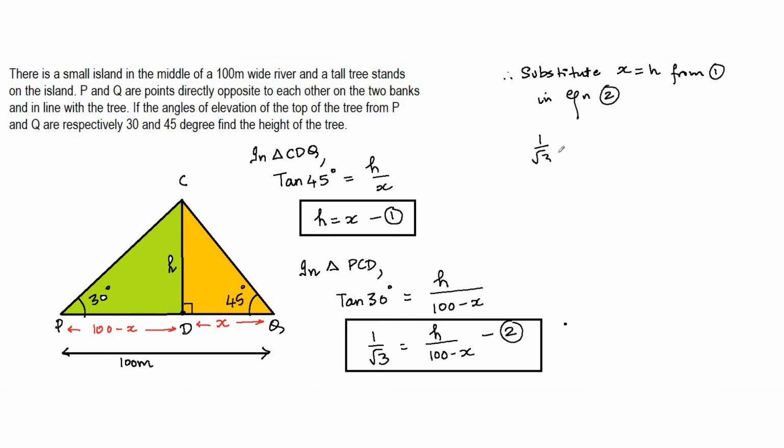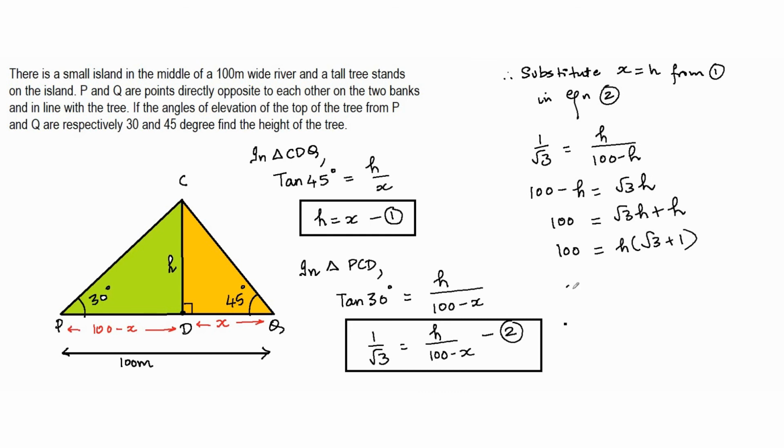Therefore, 1 by root 3 is equal to h upon 100 minus h. Cross multiplying, 100 minus h is equal to root 3 times h. Therefore, 100 is equal to root 3h plus h. Therefore, 100 is equal to h bracket root 3 plus 1, and h is therefore 100 upon root 3 plus 1.